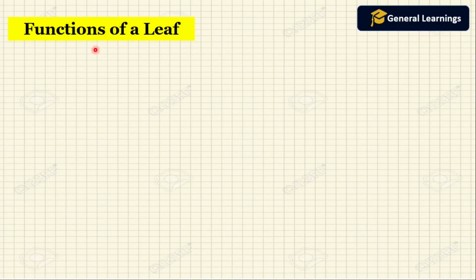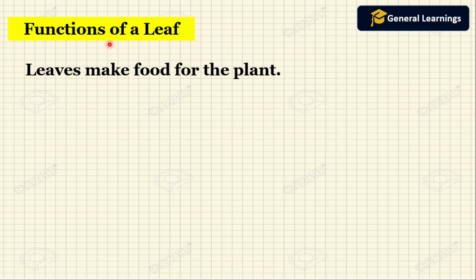Now, we will see the function of a leaf. As we all know, leaves are called the food factory or kitchen of a plant because they make food for the plant. So, only leaves are called the food factory or kitchen of a plant, as they make food for the plant. Then, as we all know, leaves are green in color.